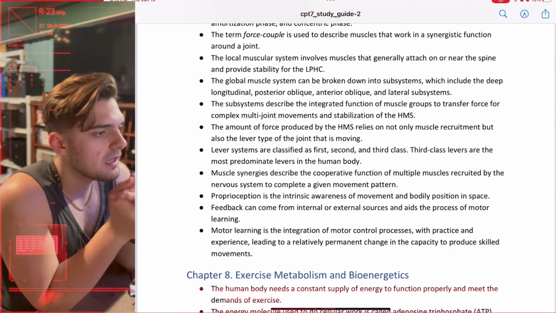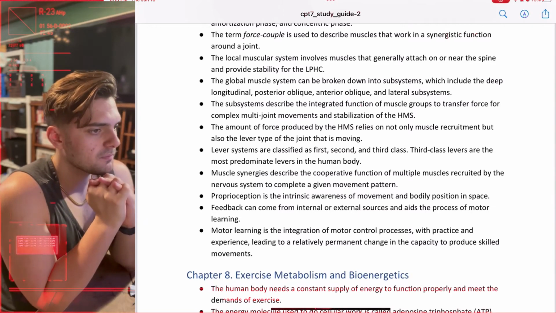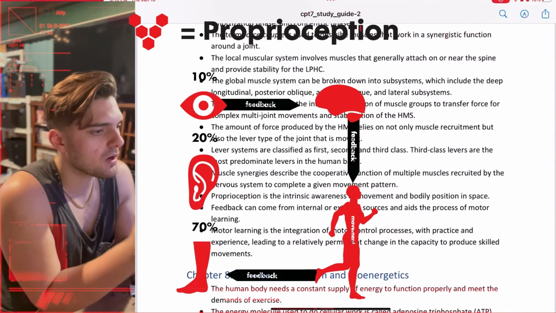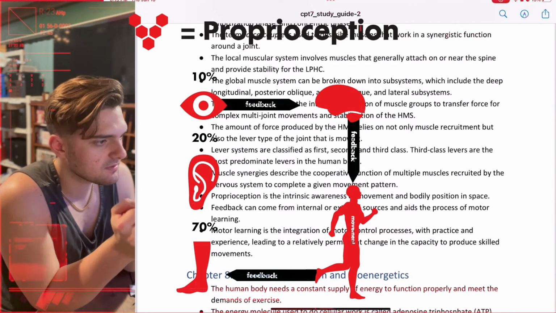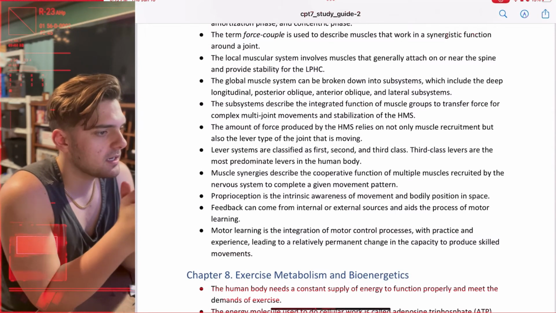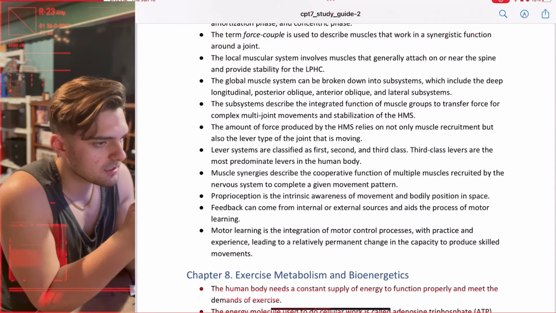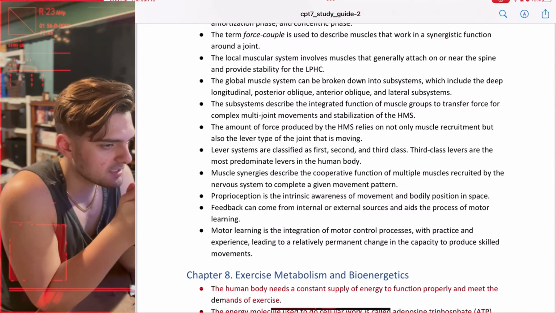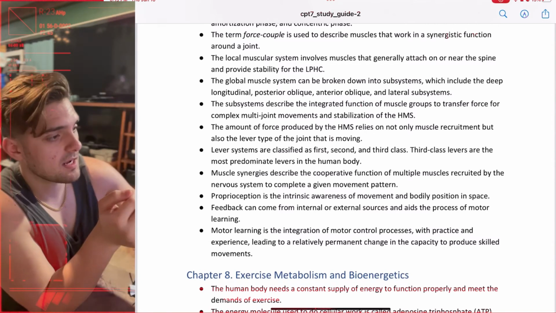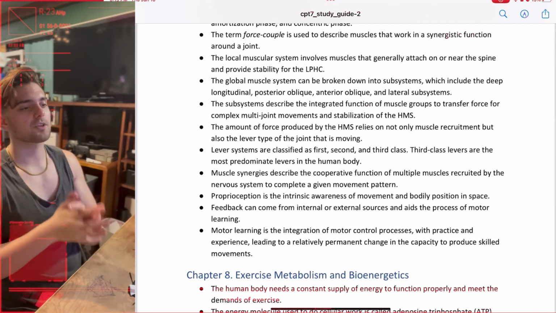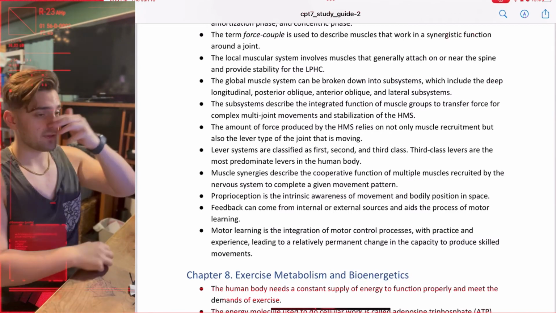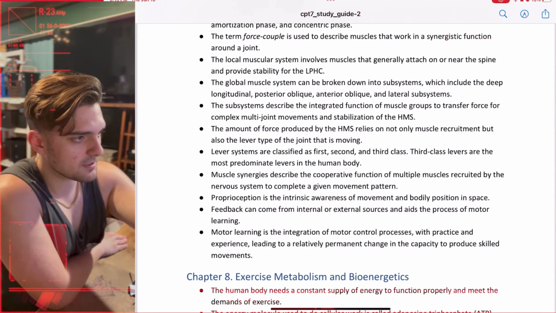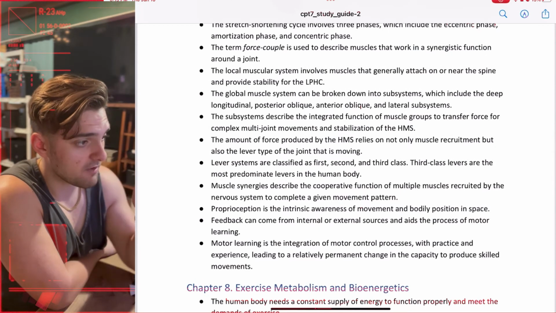Proprioception is the intrinsic awareness of movement and bodily position in space. Feedback can come from internal or external sources and aids in the process of motor learning. Motor learning is the integration of motor control processes with practice experience, leading to a relatively permanent change in the capacity to produce a skilled movement. Because now we're getting into some of the deeper stuff, starting with the hard stuff from last chapter. So this chapter, motor learning. I don't believe I've heard that before, but it's a lot of important stuff.